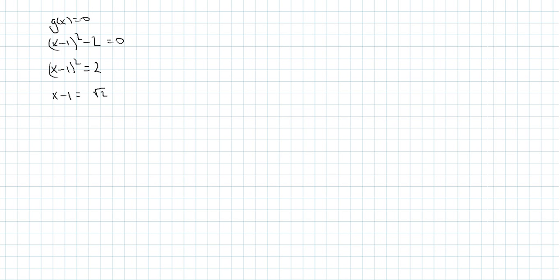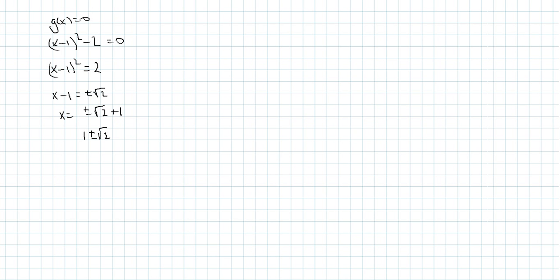X minus 1 is equal to root 2. And don't forget, every time you get a root, it's plus and minus. So finally, x equals plus or minus root 2 plus 1. And just to reverse that, keep the plus and minus in between these two here. It's 1 plus or minus root 2. That's the first way to do it.